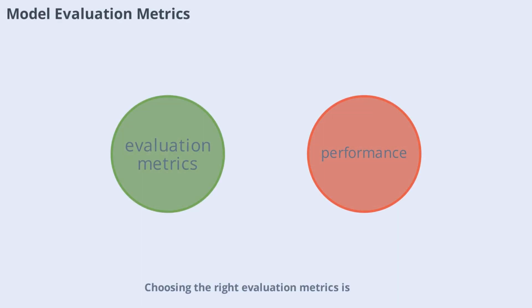Choosing the right evaluation metrics is essential for measuring your AI system's success. Depending on your task, you might use accuracy, precision, recall, F1 score, or area under the curve. Select metrics that align with your objectives and provide meaningful insights into model performance. Regularly review these metrics to track progress and identify areas for improvement.